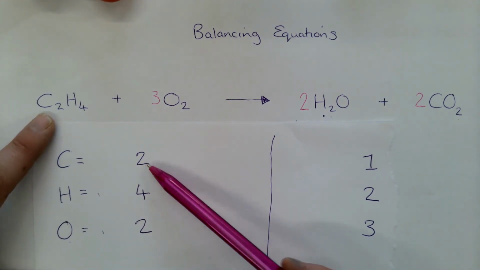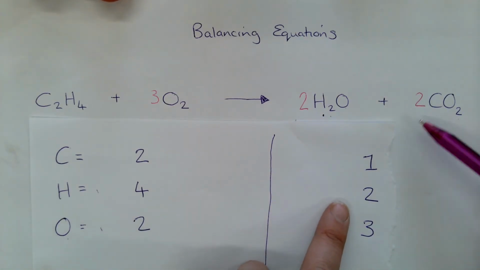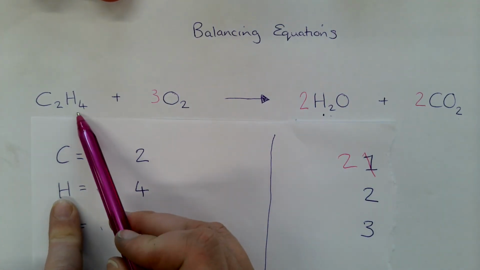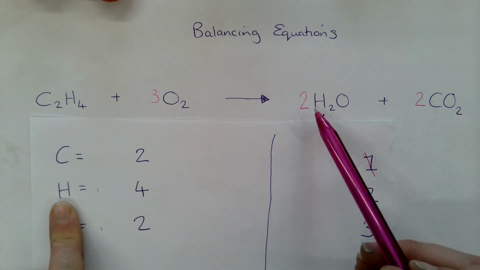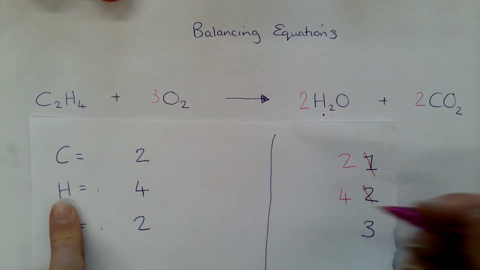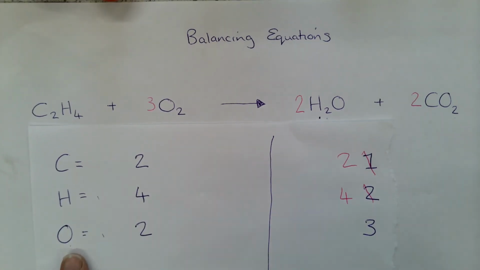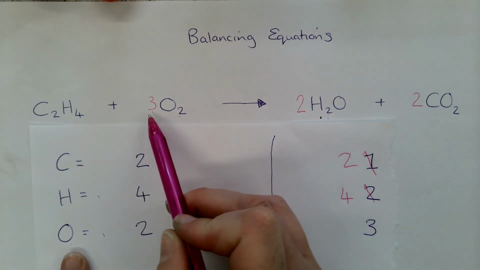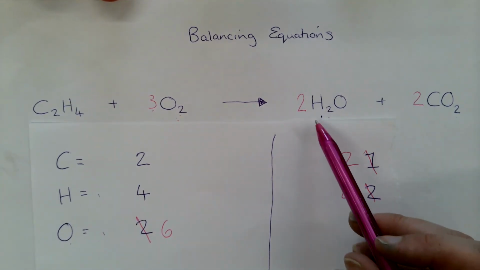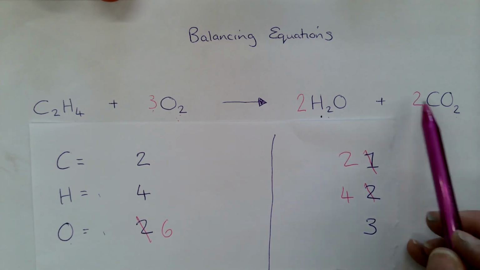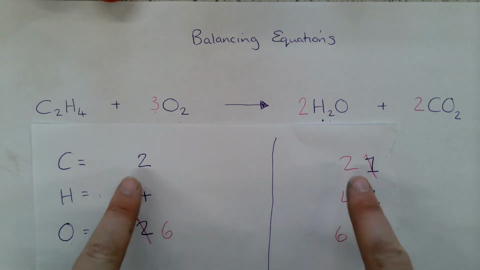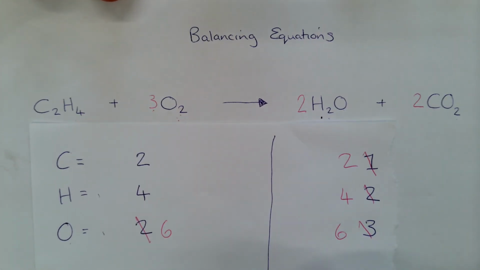Carbons, I've got 2. What's my carbons like now on this side? I've got 2. How many hydrogens have I got on this side? I've got 4. How many hydrogens have I got on this side? Well, I had 2 lots of water. 2 times 2 is 4. How many oxygens have I got on this side? 3 lots of O2. That's going to be 6 oxygens on this side. How many oxygens have I got on this side? 2 times 2 is 4, plus 2 is 6. So I can see that I am balanced.